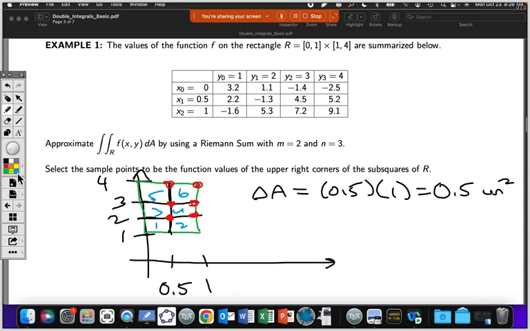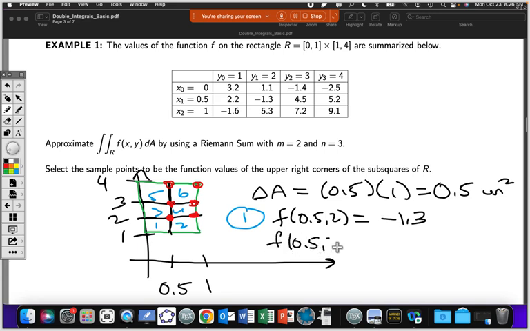So if I look at the first square, the f of x, y we want, what would that be? So the x would be 0.5, the y would be 2. So if I go 0.5, comma 2, yeah, that's your negative 1.3. So if you look at f of 0.5, comma 2, you'd have negative 1.3 times 0.5. And that would give you what?